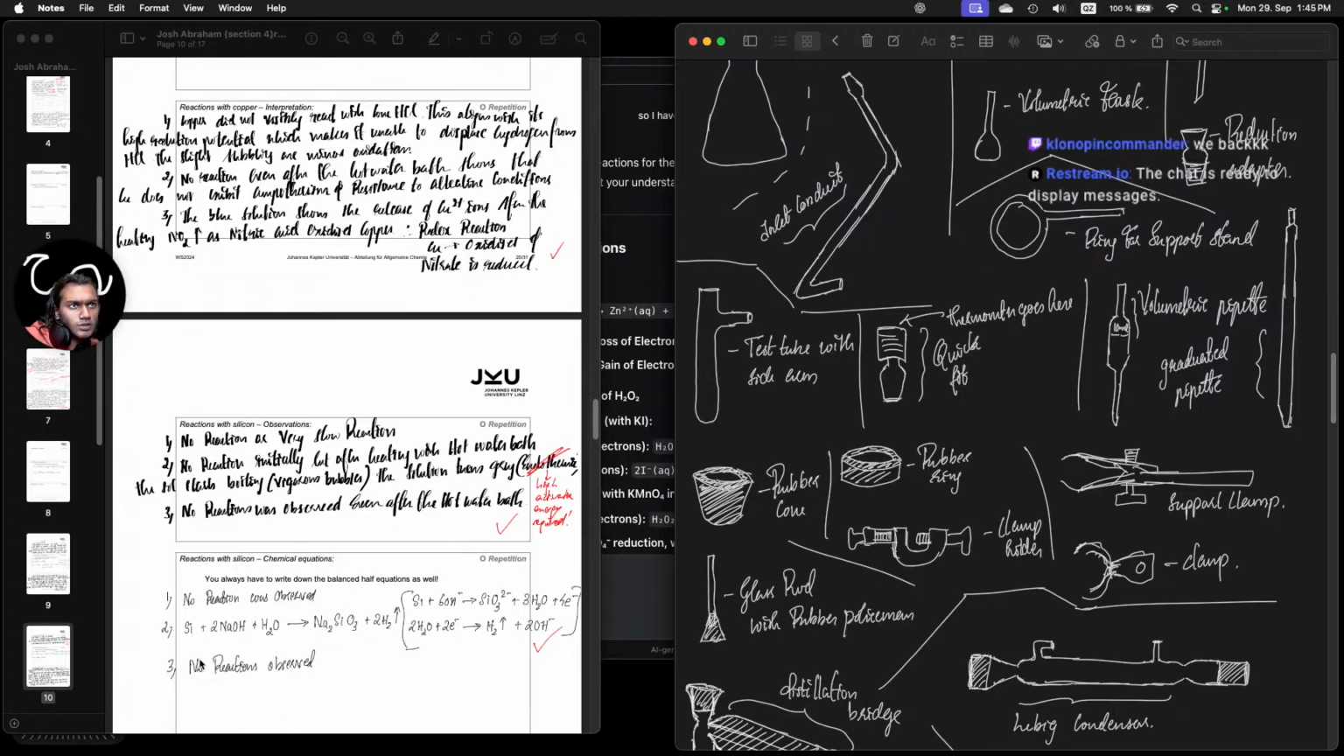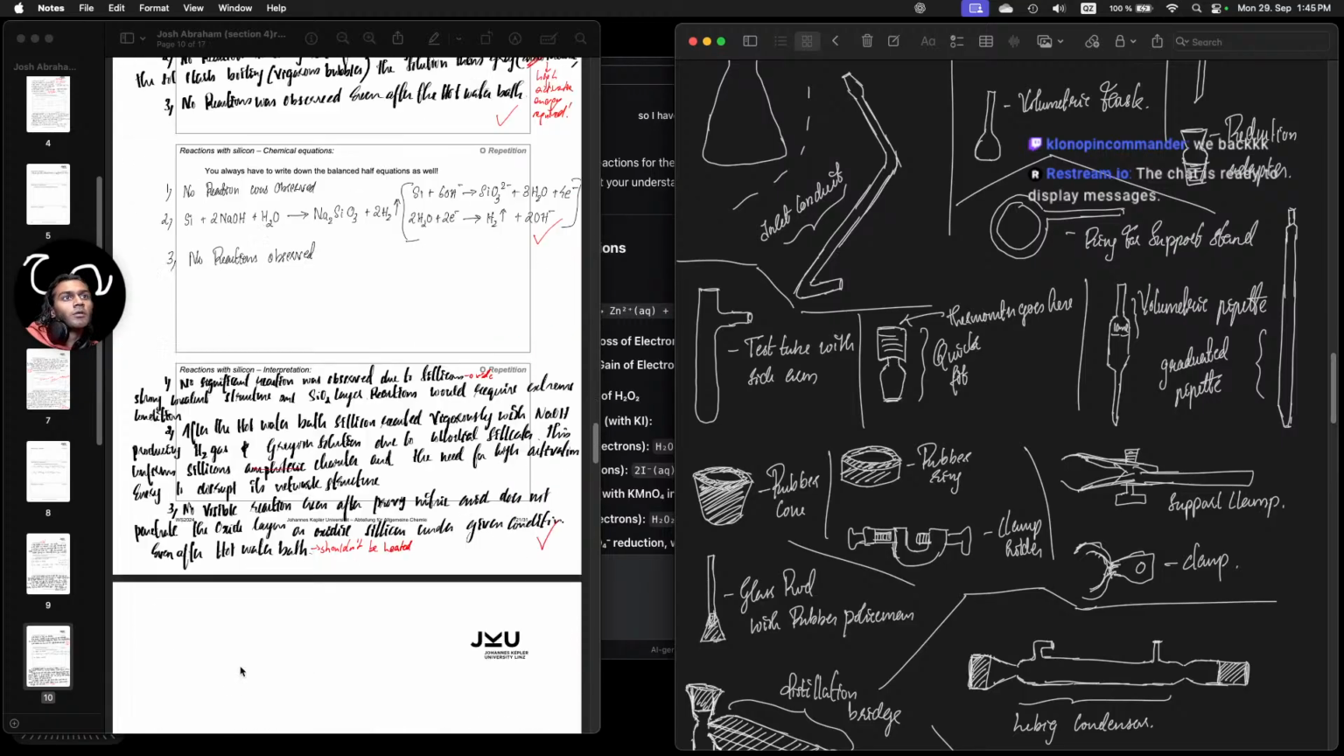Silicon plus sodium hydroxide plus H2O gives Na2SiO3 plus H2 gas liberated. No reaction was observed at first. After the hot water bath, silicon reacted vigorously with NaOH, producing H2 gas and a gray solution due to colloidal silicates. This confirms silicon's amphoteric character and the need for activation energy to disrupt its network structure.